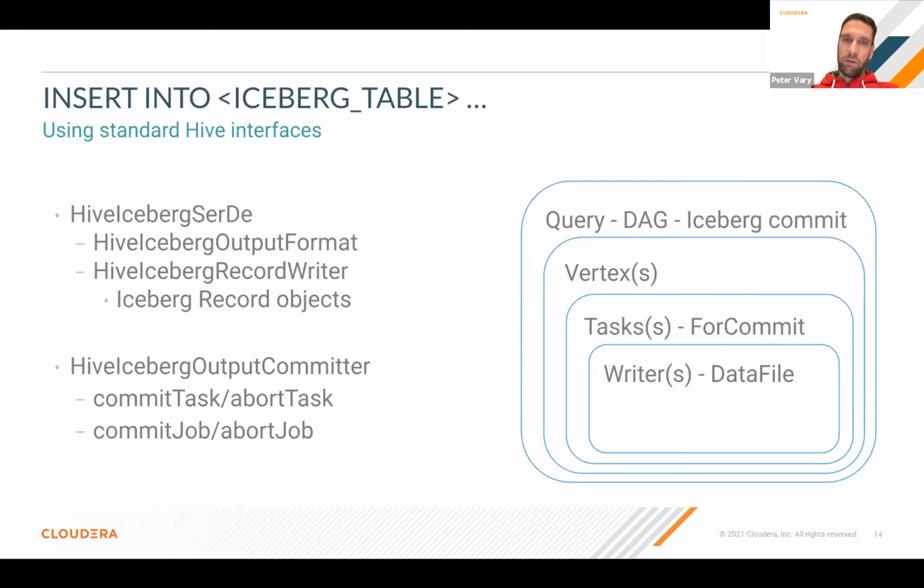Before the commit, the data files are there, but those data files are not read by the readers. Only after the Iceberg commit can the readers access the data files, and with this we have an atomic change for the table data.